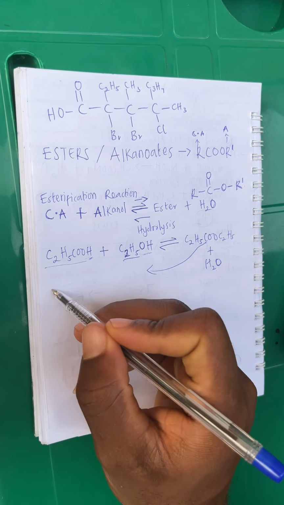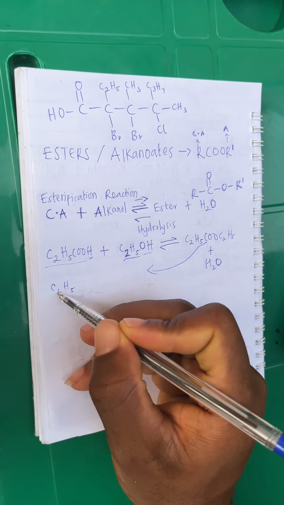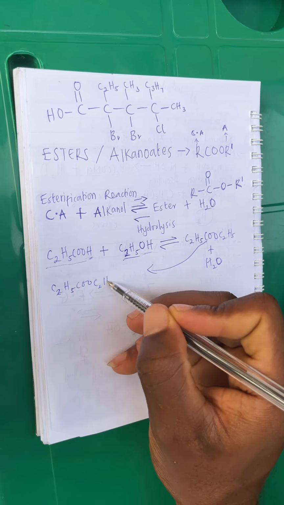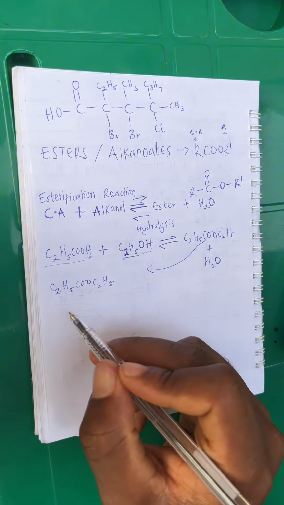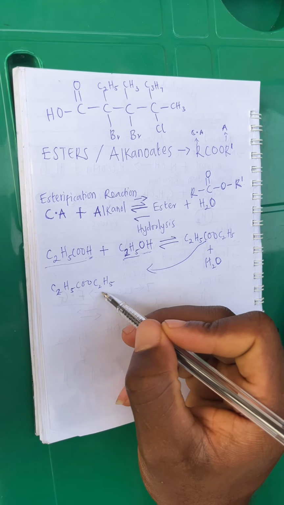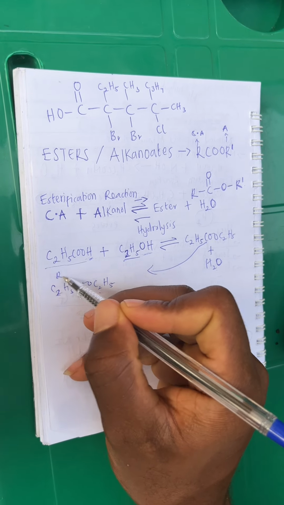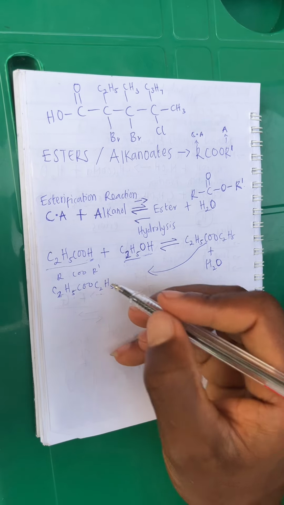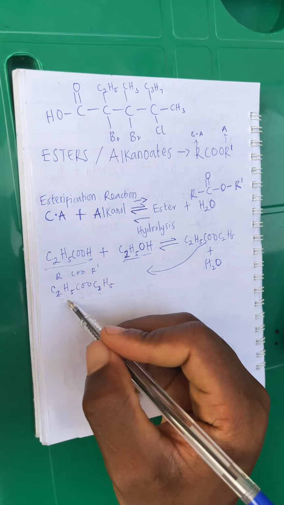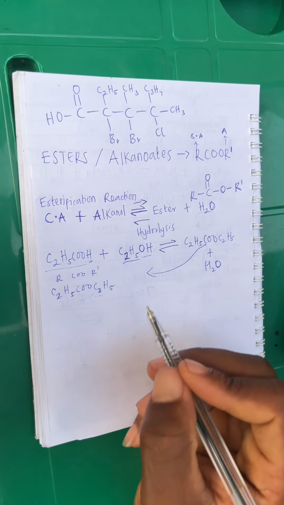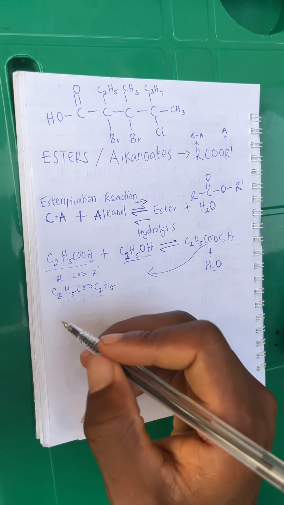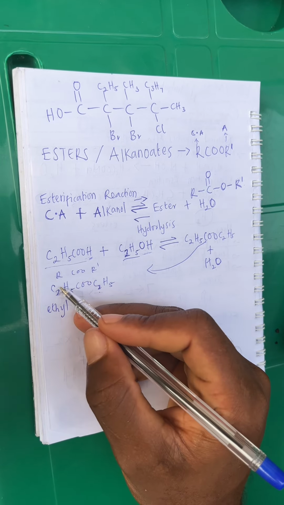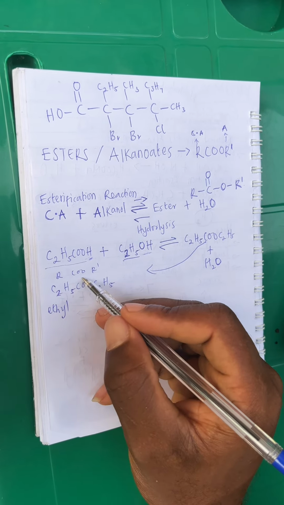Let me write it. C2H5COOC2H5, right? We usually name esters from behind. We name the R prime first. This is the R prime. You know, this is RCOOR prime, right? We name the R prime first, which is C2H5, before we go back to the R. We are not naming from the front, right? So what is this R prime? C2H5 is what? Ethyl. So you're going to write ethyl. Then you go back to the R and the COO group to complete the naming.